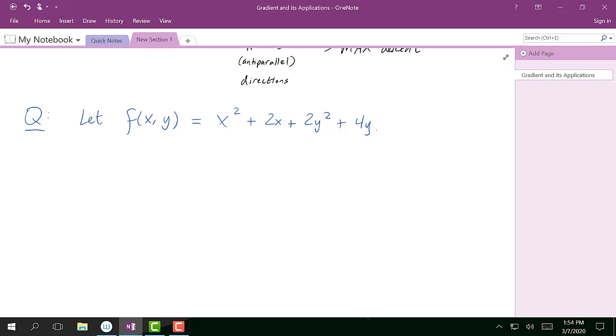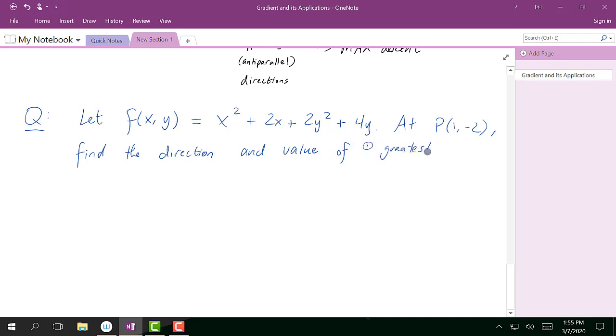So what we're going to do is locate ourselves at the point P, which has coordinates (1, -2). And at this point, what I'm going to do is find the direction and value of two things. First off, greatest ascent, and 2, that of greatest descent.